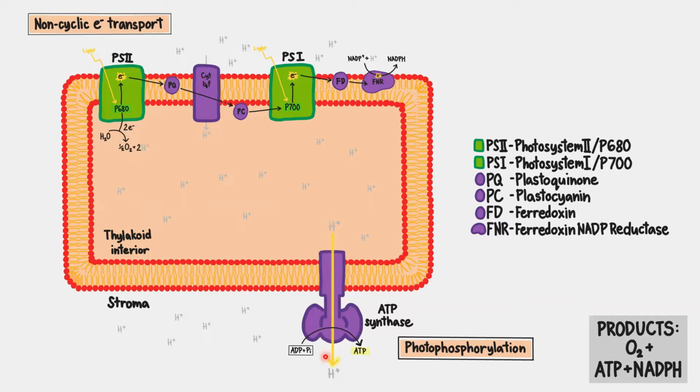The protons will be pumped out from the thylakoid interior to the stroma, and as the ATP synthase pumps out protons, ADP is phosphorylated to ATP.